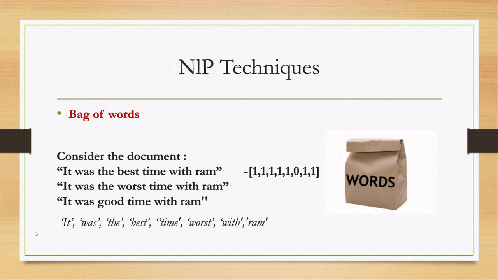Suppose our dictionary contained all these words: it, was, the, best, time, with, Ram. So it can be vectorized as 1 1 1 1 1 0 1 1, since it appeared only one time, the appears only one time, best appeared only one time, and time appeared only one time, and was does not appear, so it contains a zero.